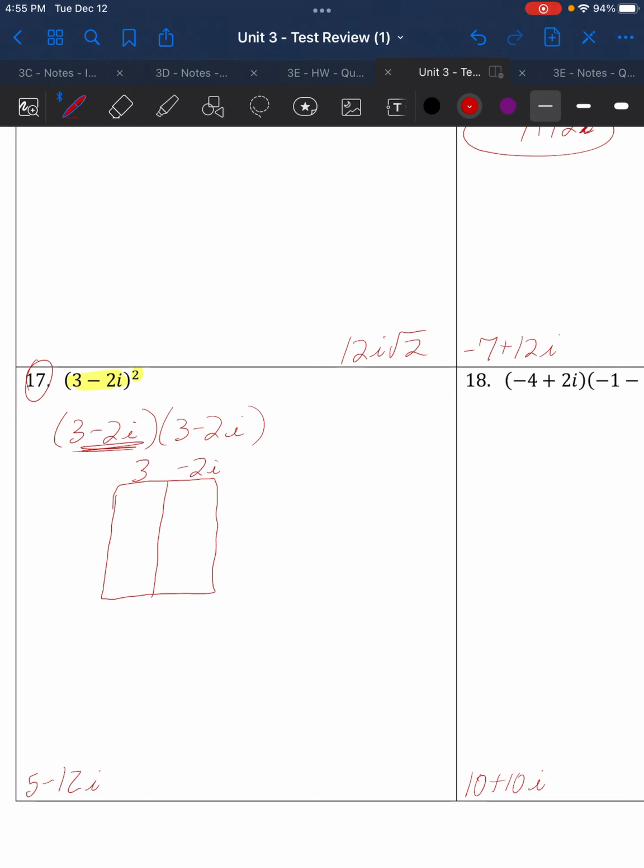We have 2 columns because we have 2 terms in the first binomial. We have 2 rows because we have 2 terms in the second binomial. That's why they're called binomials. Crazy, huh? 3 times 3 is 9. 3 times negative 2i is a negative 6i. 3 times negative 2i is a negative 6i. Negative 2 times negative 2 is positive 4. I times I is I squared.